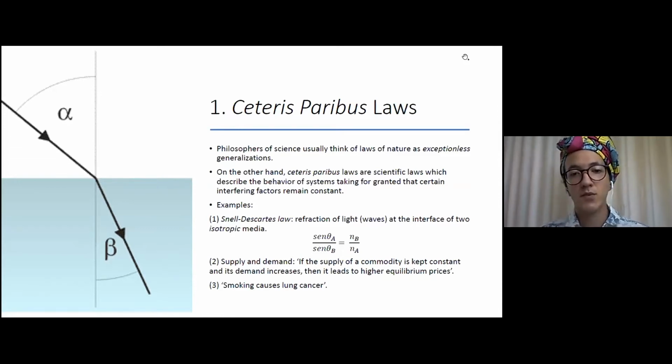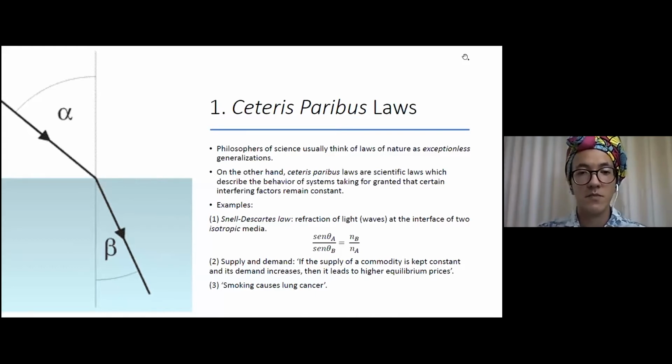In economics, we have the supply and demand law. If the supply of a commodity is kept constant and its demand increases, then it leads to higher equilibrium prices. It is a Ceteris Paribus law because you need to suppose that the markets are in equilibrium, the economic agents act rationally, and there are a lot of assumptions you need to make in order for the law to hold.